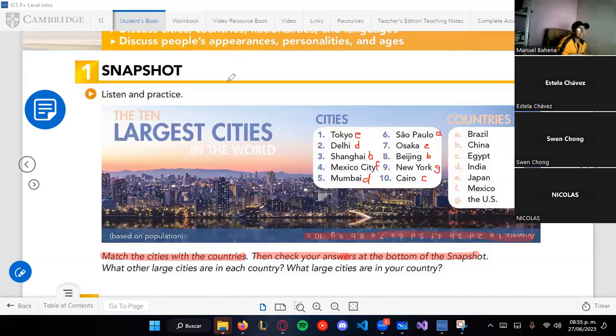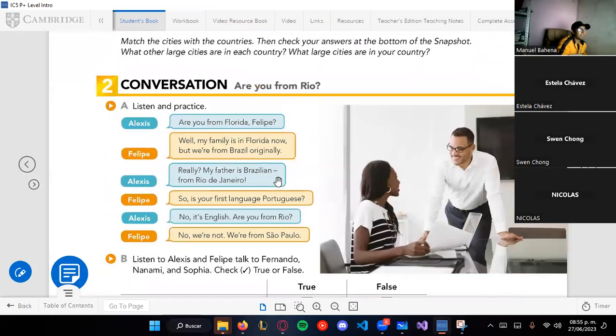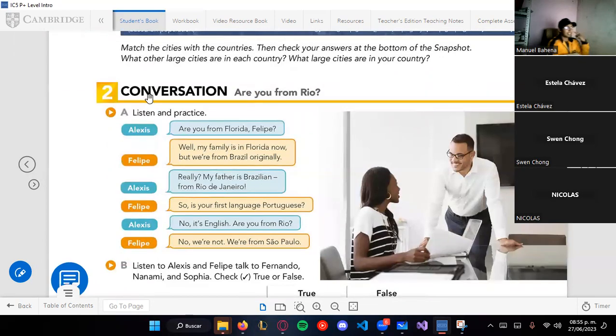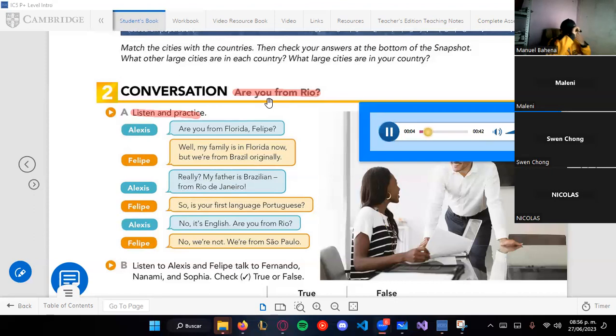So, let's continue. Okay, vamos a continuar. Now let's do this conversation part. Esta parte de conversation, conversación. So let's listen first and then we're going to practice. What are we going to do? Escuchar y practicar. The conversation says, are you from Rio? ¿Tú eres de Rio? Perfect. Let's repeat the title. Vamos a repetir el título. Are you from Rio? Excellent. Sí, que efectivamente significa ¿eres de Rio? Bien. So, let's listen, okay? Vamos a escuchar primero. Page 16. Exercise 2. Conversation. Are you from Rio? Part A. Listen and practice.